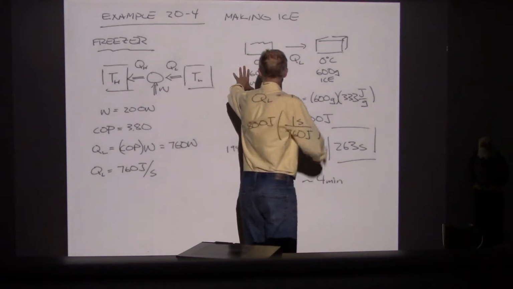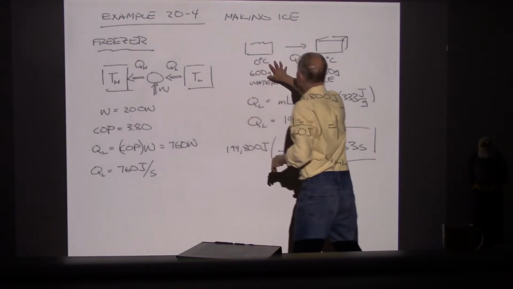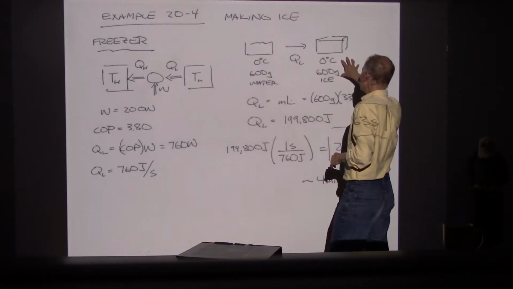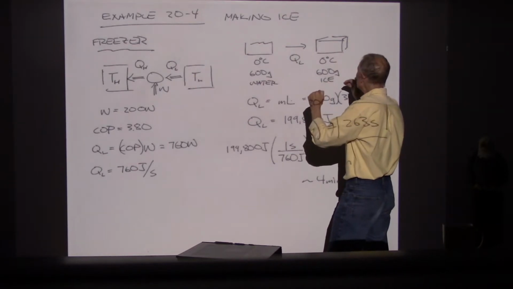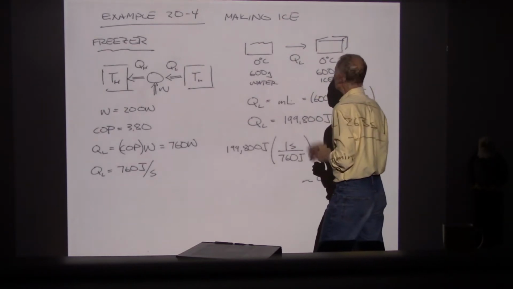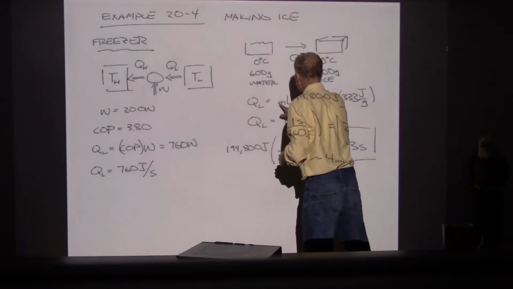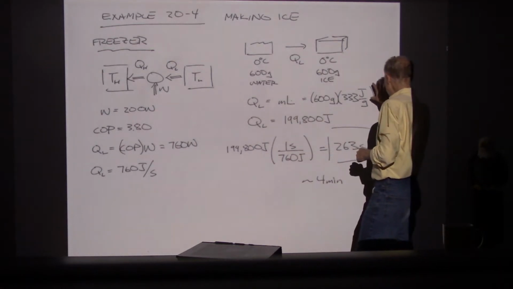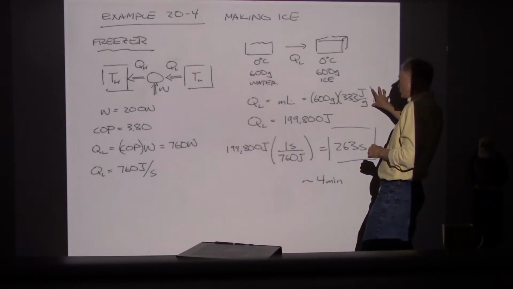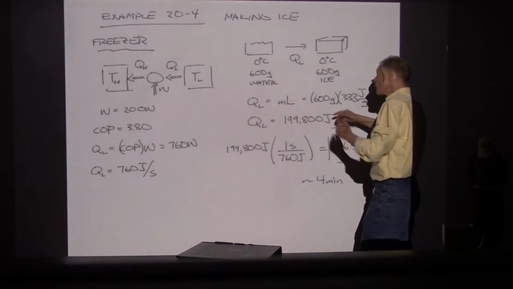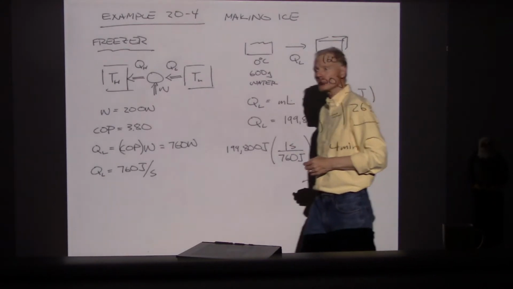So here is the ice. It's starting out at 0 as water, but we want to freeze it into ice. So we just want it to freeze. We don't want to lower the temperature anymore. That's just one process, M times L. Here is the latent heat of fusion for water. And it says that we need to remove about 200,000 joules.